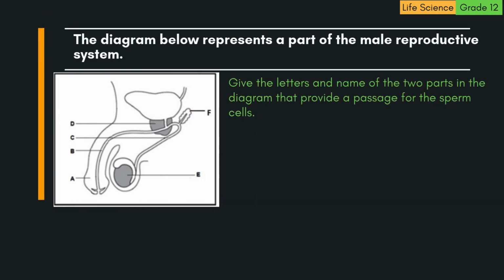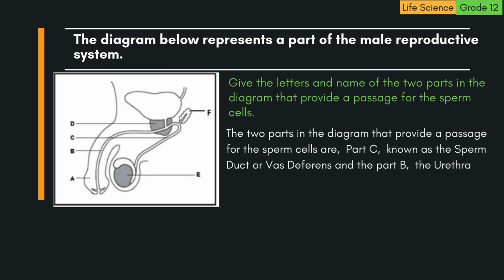Question. Give the letters and name of the two parts in the diagram that provide a passage for the sperm cells. The two parts in the diagram that provide a passage for the sperm cells are Part C, known as the sperm duct or vas deferens, and Part B, the urethra.